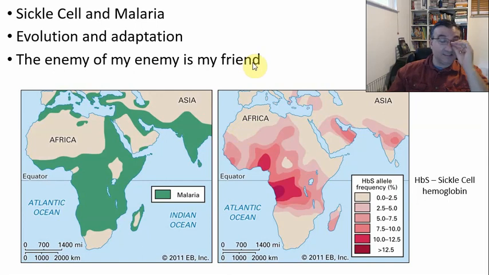If sickle cell is bad for you, that's a problem. But if it helps you survive malaria, well then it's not as bad as it could be. So that ties sickle cell and hemoglobin back to evolution.